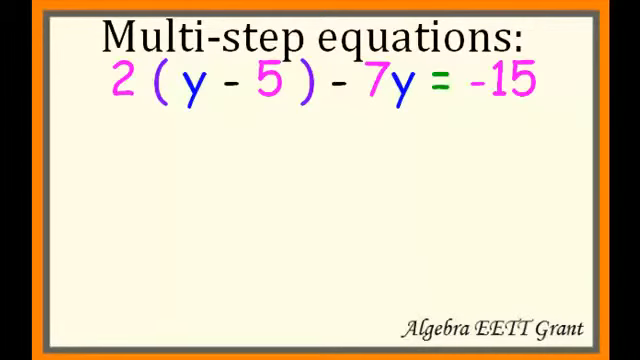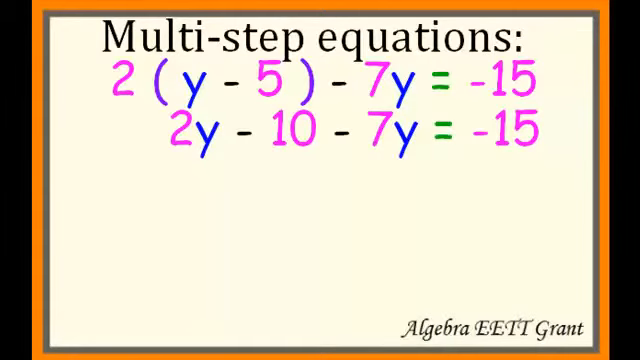Now let's look at a multi-step equation. In other words, this one's going to take more than 2 steps. How do we do a problem that looks like this? Well, with any equation, the first thing you have to deal with is the parentheses. So to get rid of a parentheses, when it's multiplied by a number out front, like in this case 2, we must distribute the 2. Well, 2 times y is 2y, and 2 times the 5 is -10. Now everything else I just brought down.